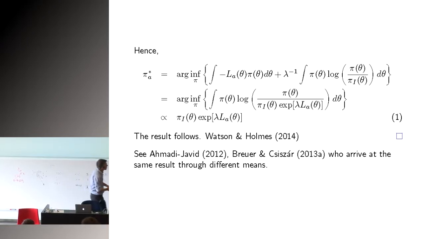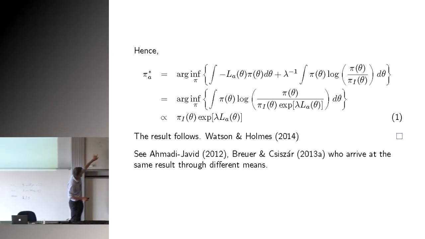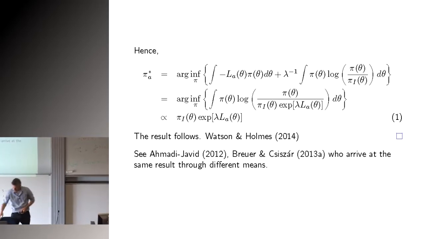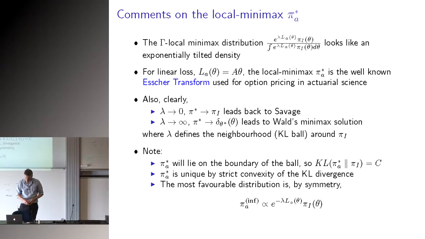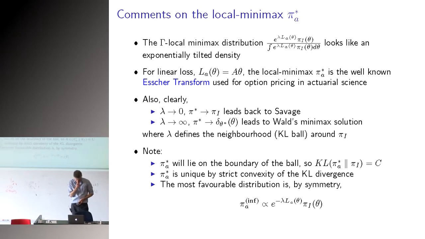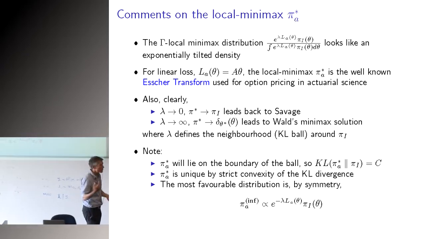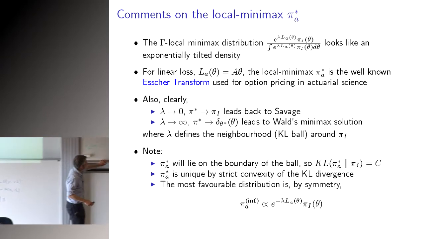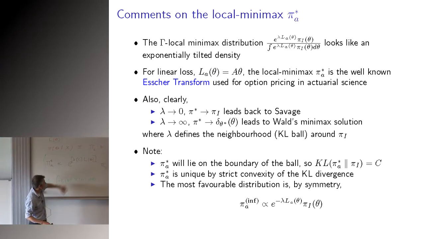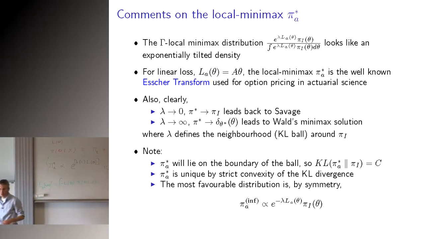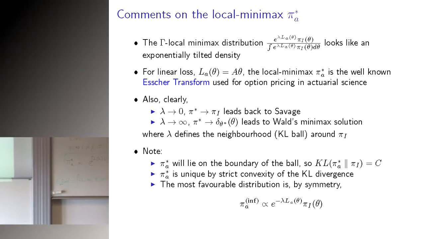Let me take an example, or a couple of examples, of what happens here. First of all, I should say that local minimax distribution looks like an exponentially tilted density, which of course makes sense. It says the worst thing that can happen is to put more weight on the things that hurt you, that carry high loss.